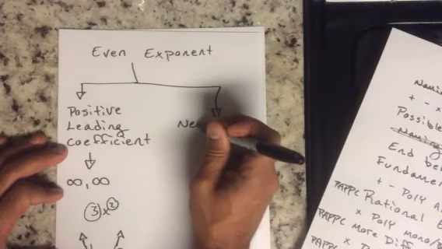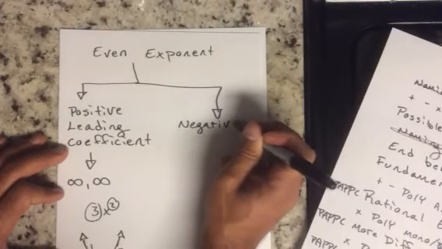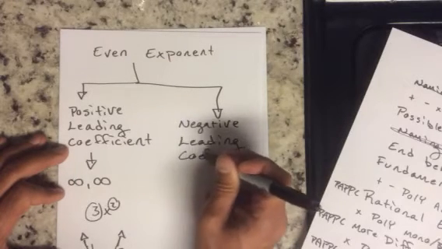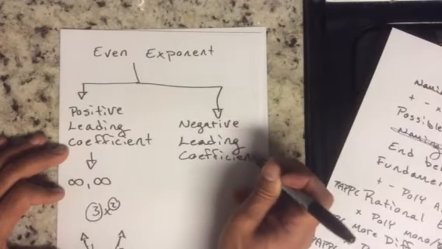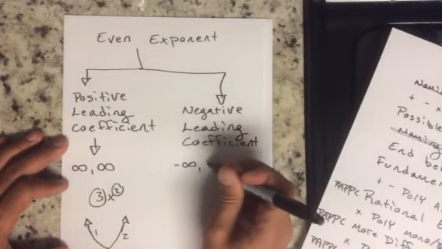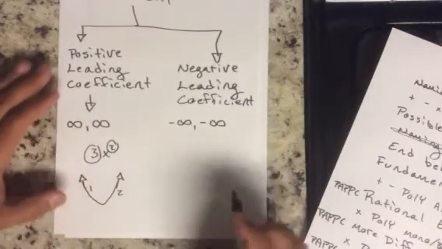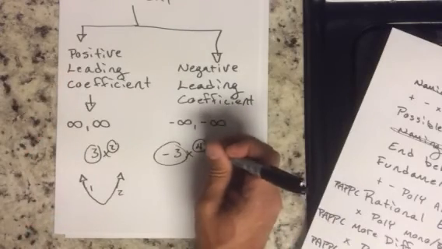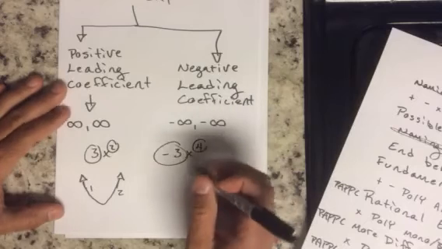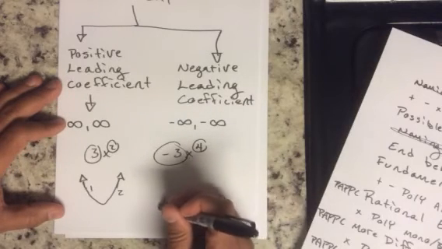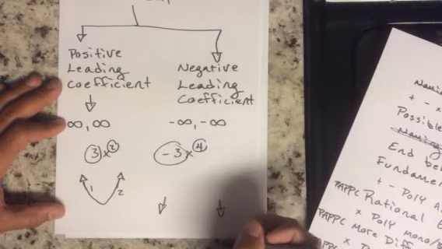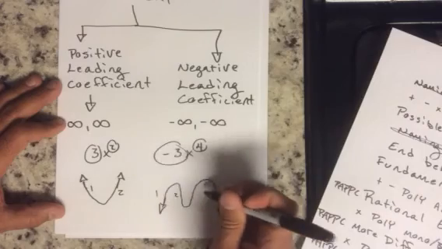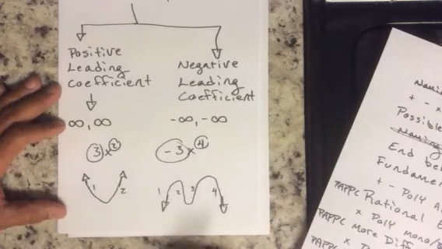Even exponent and negative leading coefficient, it's going to go from negative infinity to negative infinity. So if I had negative 3x to the 4, negative leading coefficient, even exponent, it's going to go from negative infinity to negative infinity. Has to go in 4 different directions. So 1, 2, 3, 4. And that's all we're doing today.